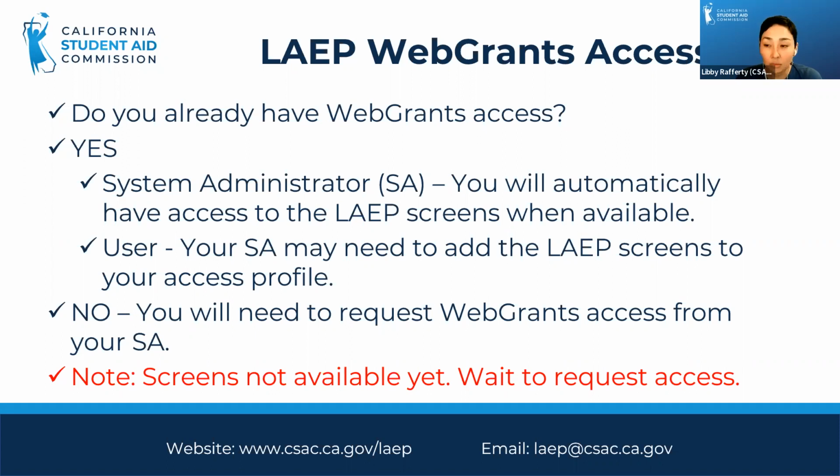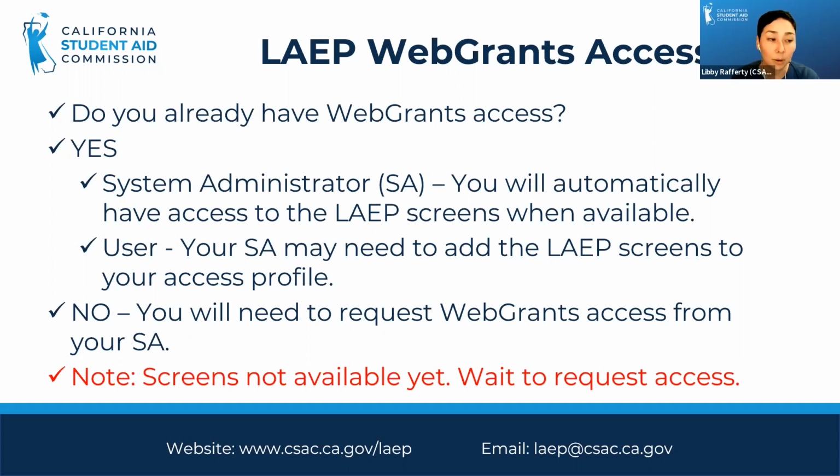So if you already have WebGrants access and you are a system administrator, which means you're kind of like at a higher level of access for WebGrants, you're going to automatically have access to the Learning Aligned Employment Program screens. We're hoping to have those available really within the next few weeks. So by the end of December is our goal. So those should be available really soon. And system administrators will be able to see them automatically once those become available.